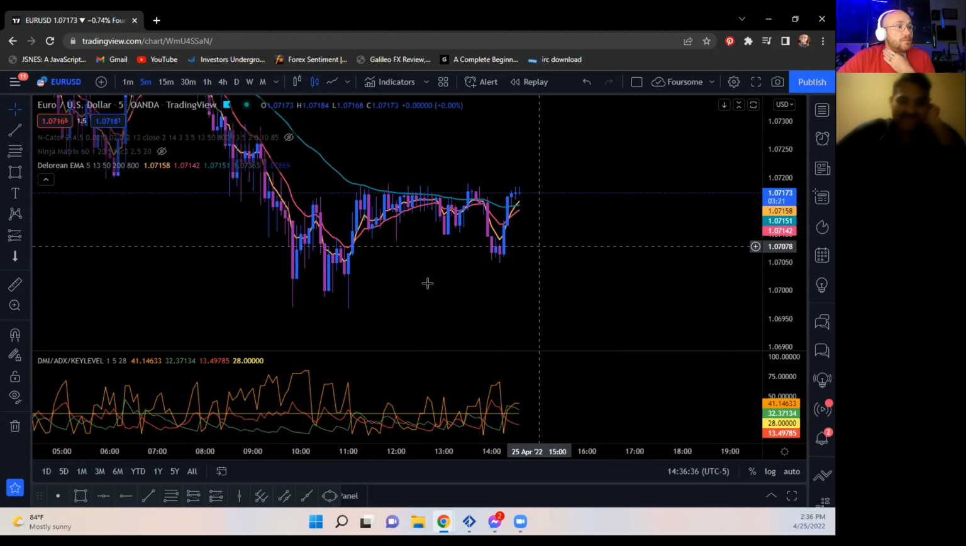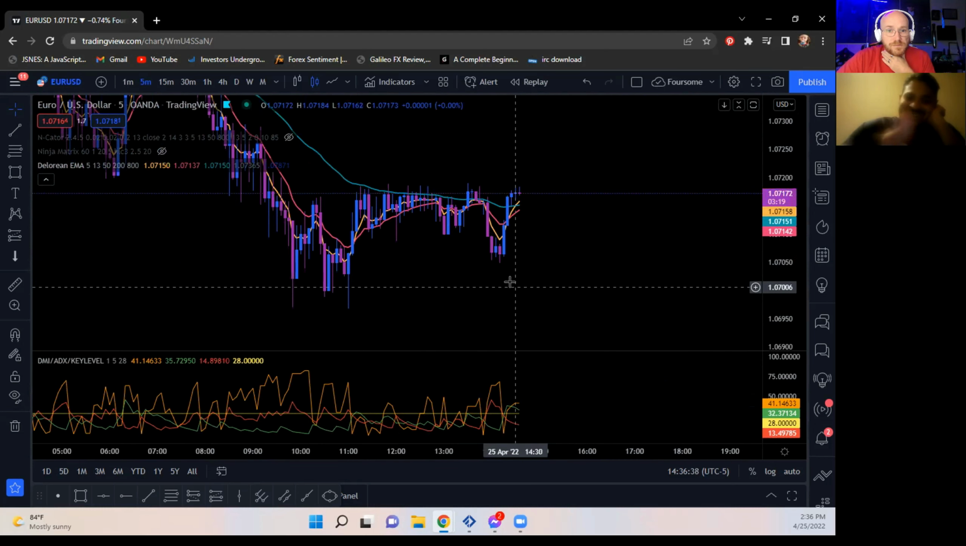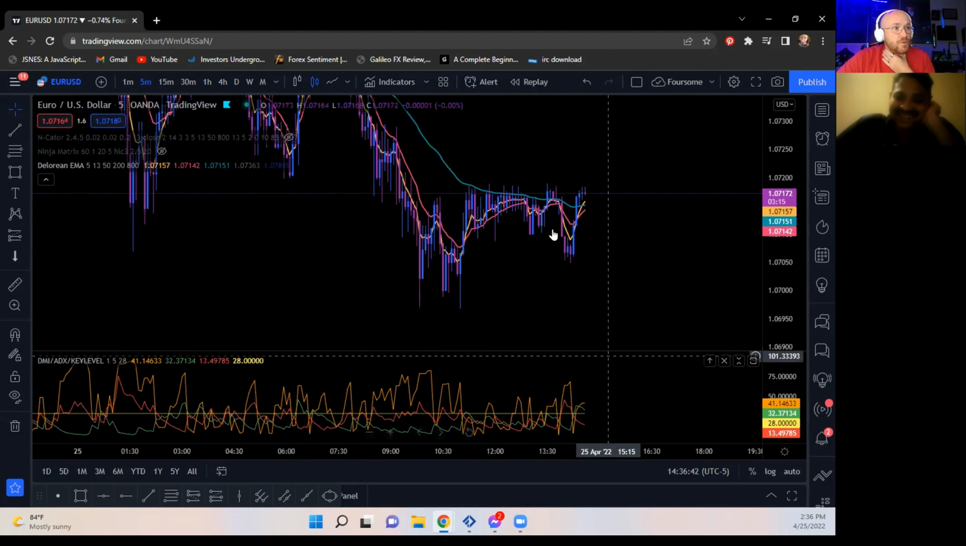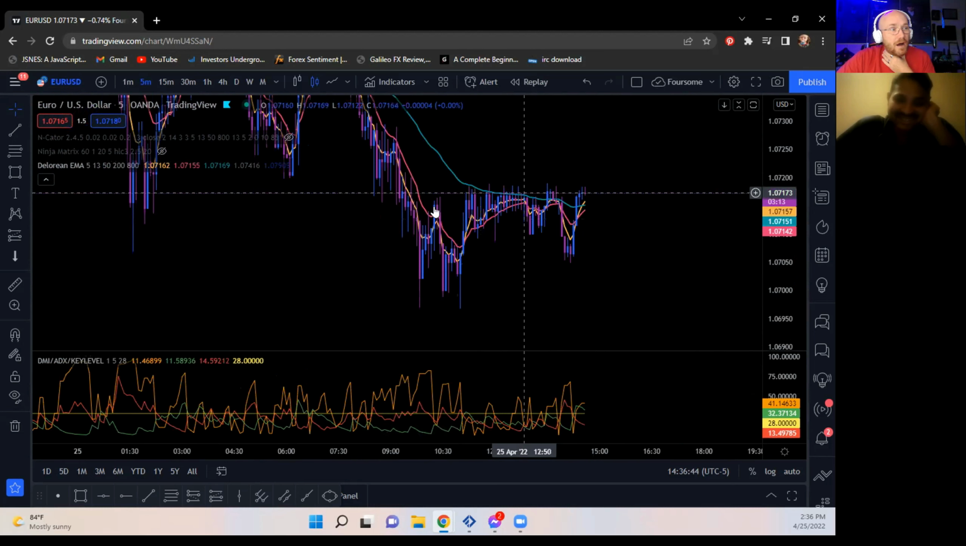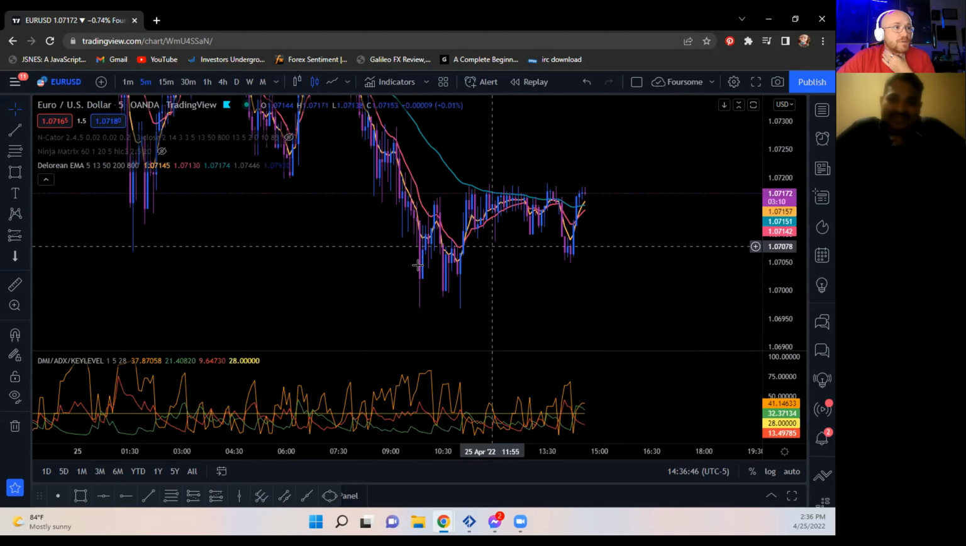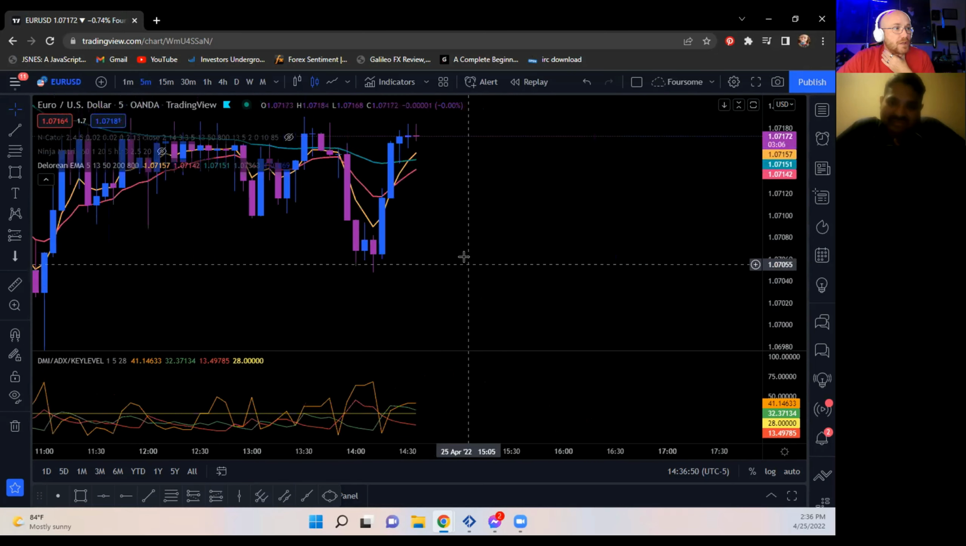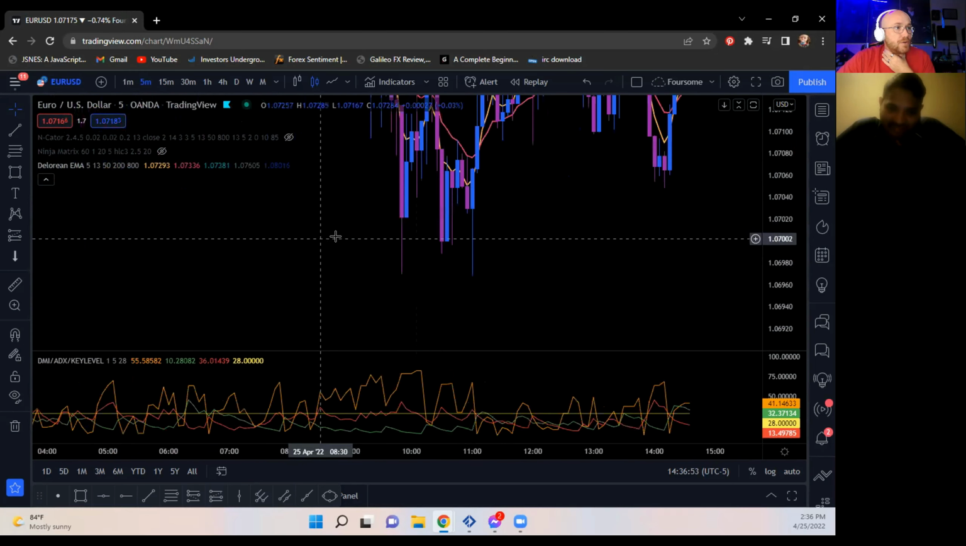So we use only the DMI and then the Delorean EMAs. Yes, to me, these are the two most powerful indicators. Also, I think it's important to read the candles themselves and know what the candles are trying to tell you.